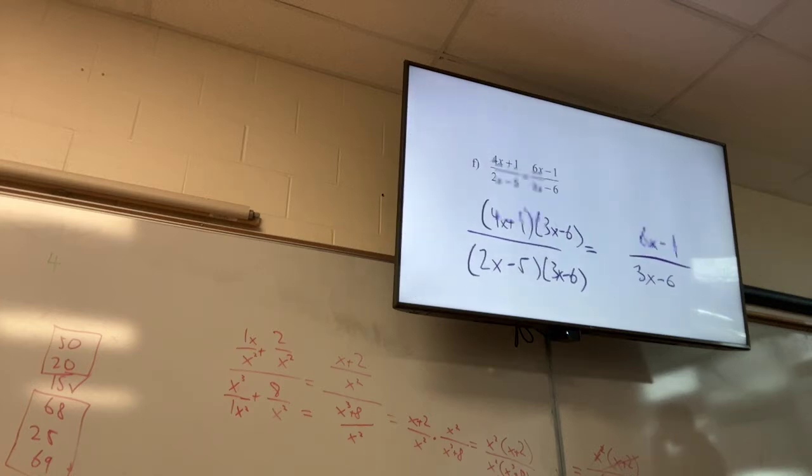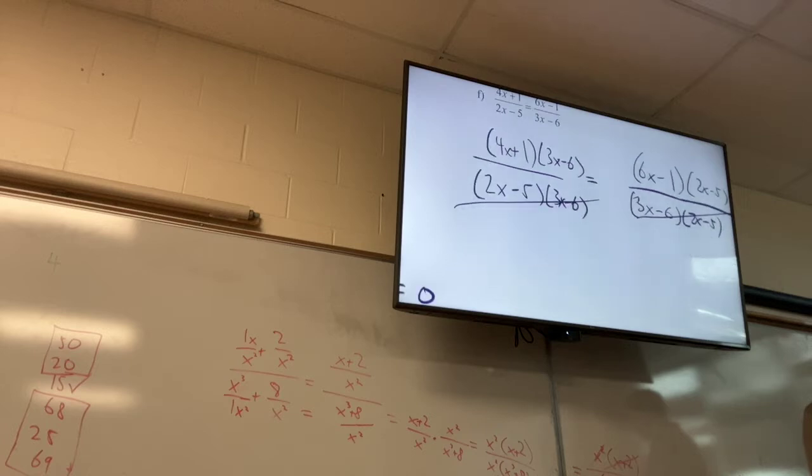What about the second denominator? What's that missing? 2x minus 5. Yeah, it's missing a 2x minus 5. Okay. Now we're going to cancel our denominator now that they're the same. Okay, and then I have this equation.